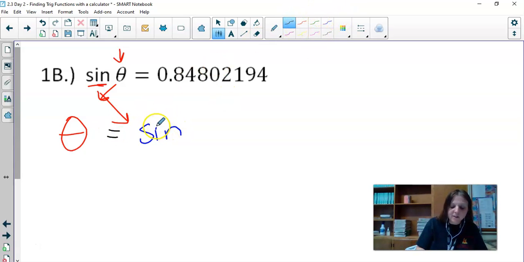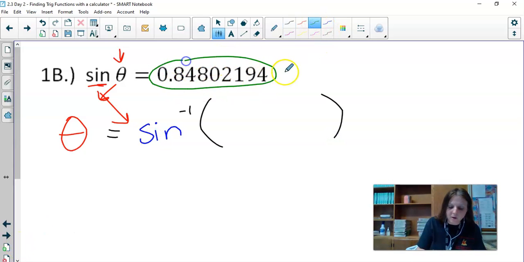And I'm not going to do the regular sine. I'm actually looking for the angle, so I'm going to find the inverse of the sine. Next thing I need to do is take this number, the trig function value, and put it into the parenthesis.